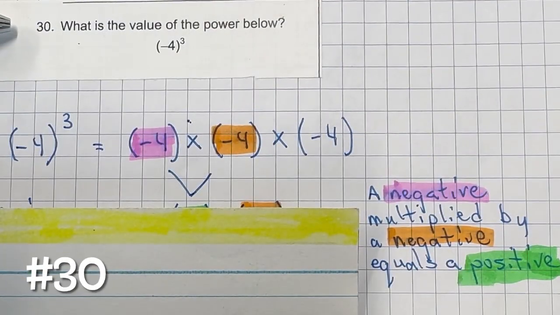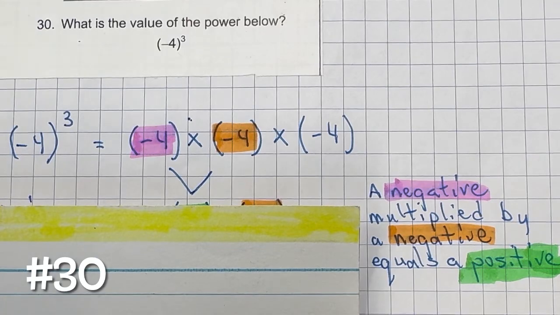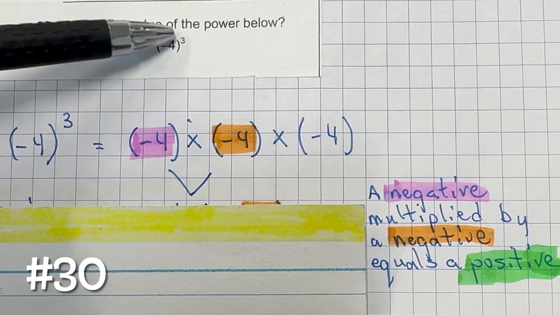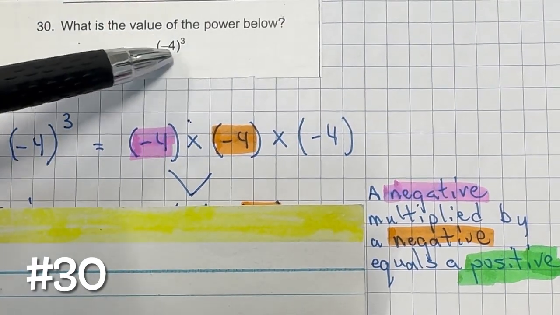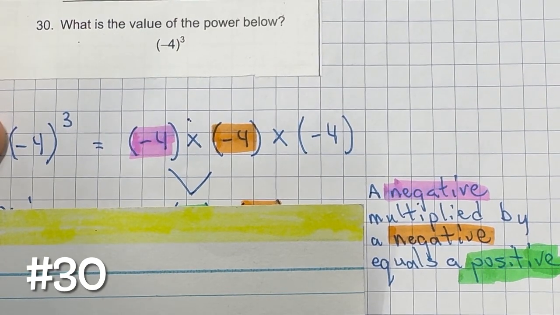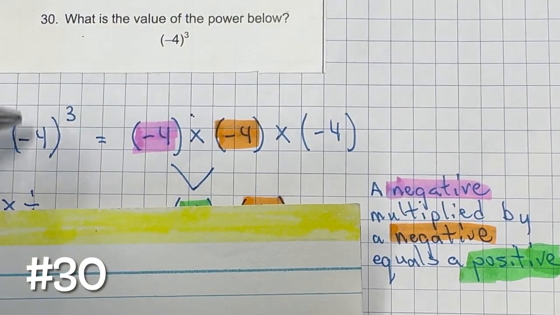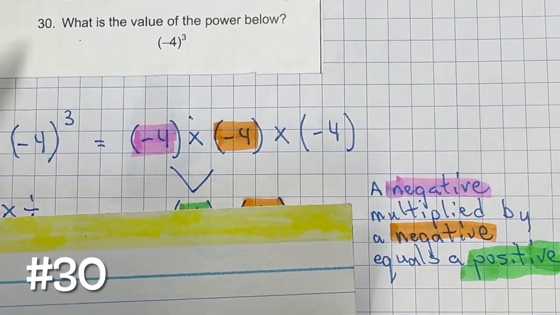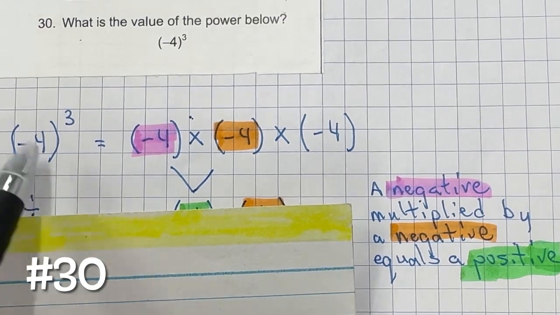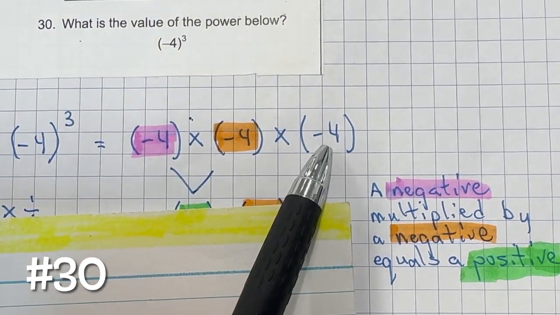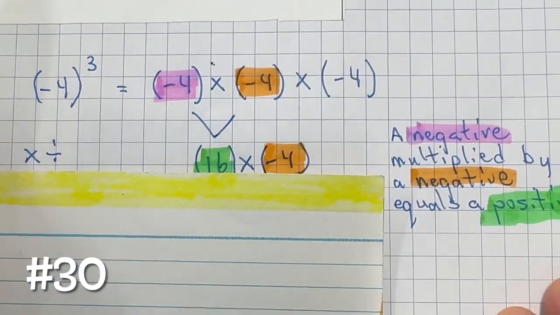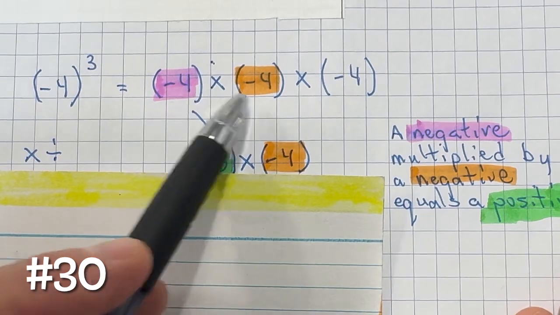Number 30, what is the value of the power below? So for this one, we have -4 to the third power. And the -4 is in parentheses. So what I say, this is like a parentheses shield. So that means that this negative is included with the 4. So it's 3 groups of -4 being multiplied together. 1, 2, 3 -4s. So we're going to go ahead and multiply the first 2, -4 multiplied by -4.